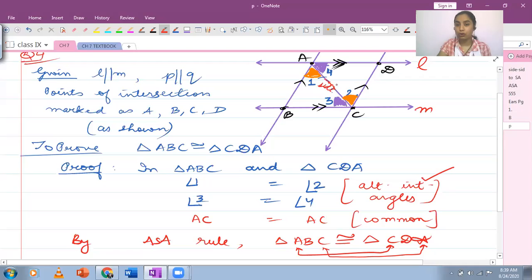Just write down for yourself to observe the correspondence here. The angle which is marked as 1, the one shown in orange, will be written matching with the orange one. So A from this triangle will match with C from the second triangle. So write this very carefully.